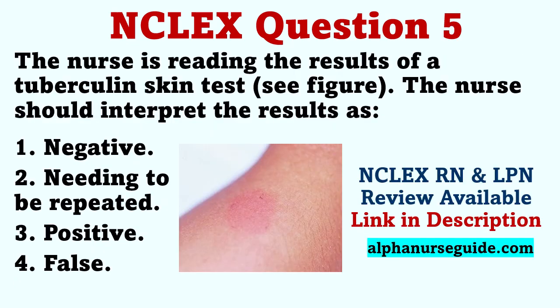The nurse is reading the results of a tuberculin skin test. See the picture on the screen. The nurse should interpret the results as 1. Negative, 2. Needing to be repeated, 3. Positive, 4. False.